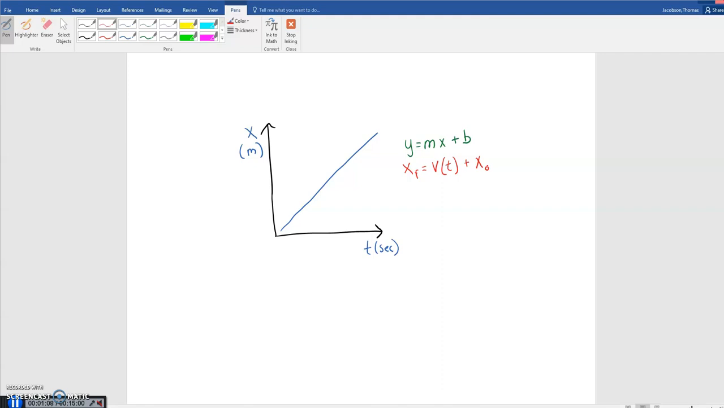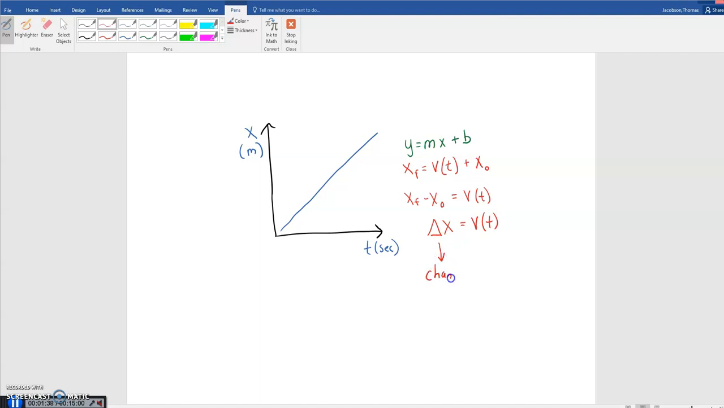Okay, so I've rearranged this equation, and what I can do is subtract the initial starting position from the right side, and I get this. And then in physics, we can say your final position minus your initial position is going to be something called delta x. Delta is a Greek letter, and it means the change in x.